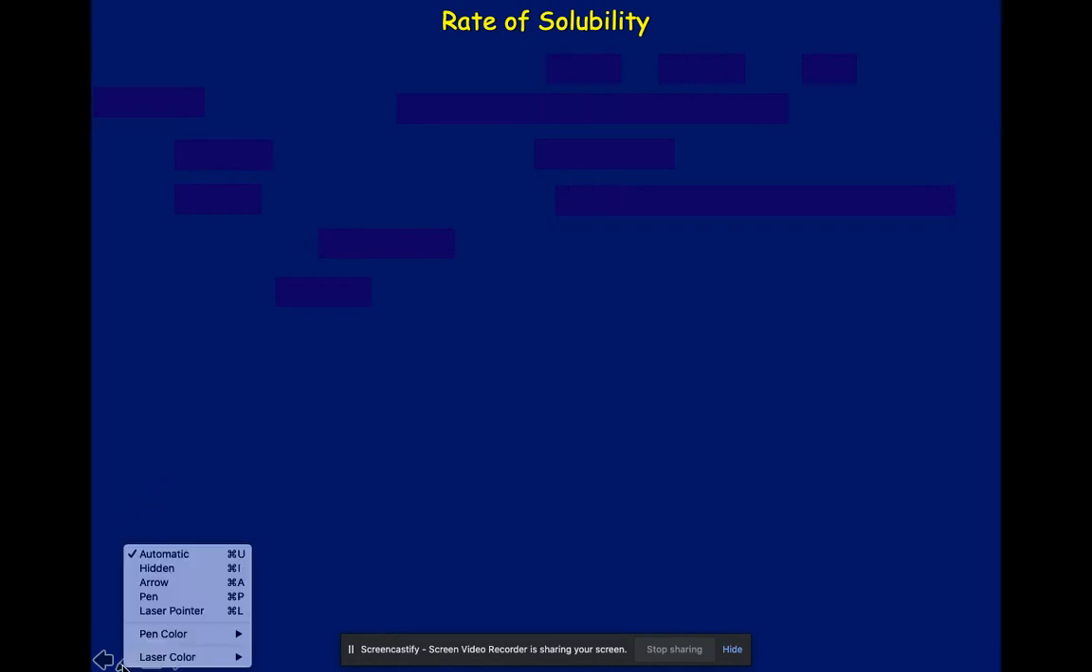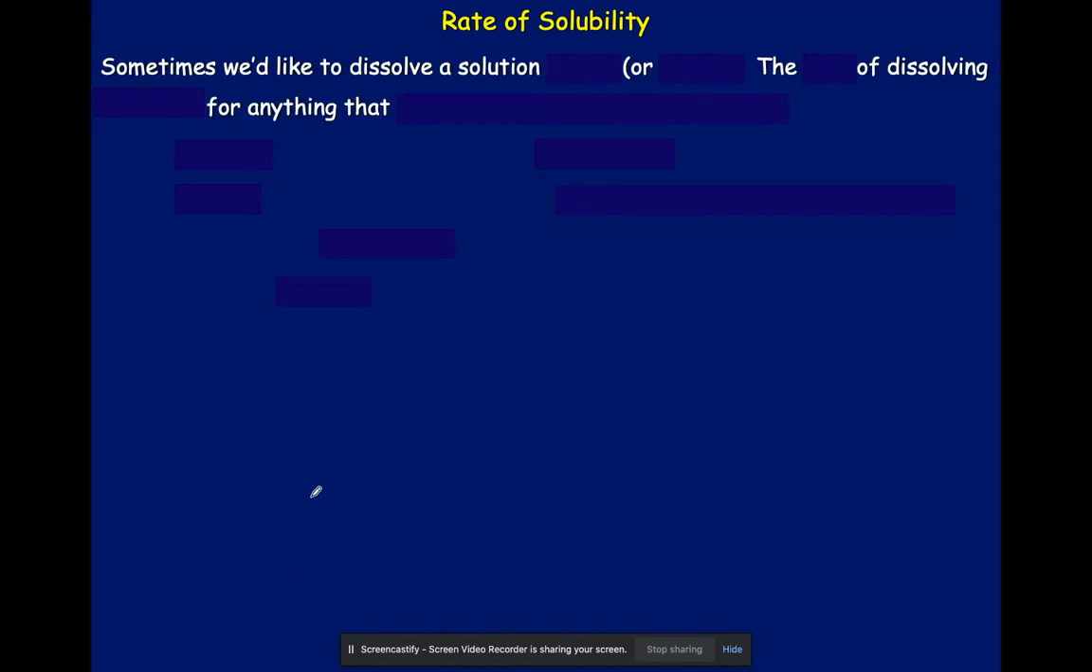So what would affect this? We look at the rate of solubility, or the rate of dissolving, and a lot of this is common sense. There are a few things we can do to increase or decrease it. We're going to look at increasing the rate of solubility. Of course, if it went backwards, you could decrease it. Sometimes we like to dissolve something into a solution faster, or slower, depending on what it is.